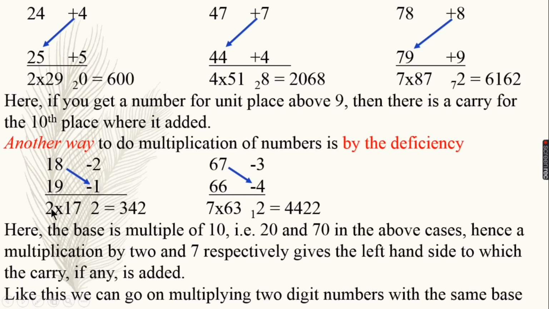So this has to be multiplied with 2. So 17 into 2 is 34. So 342 is the answer.